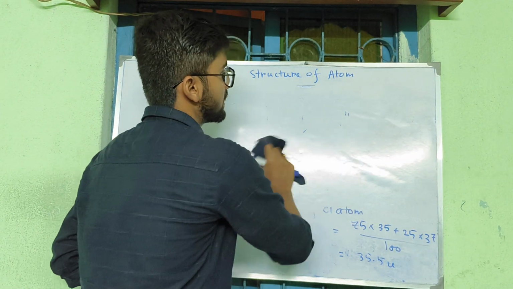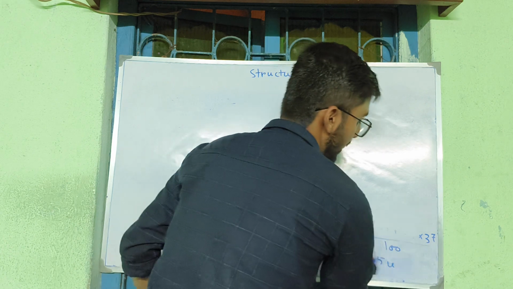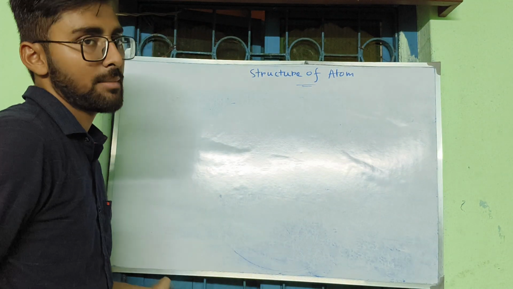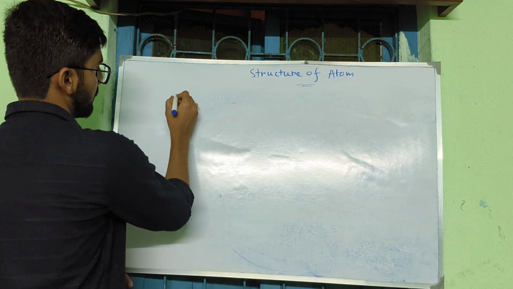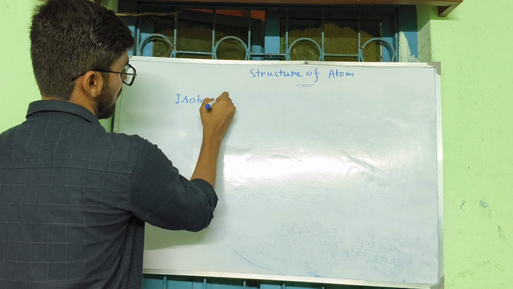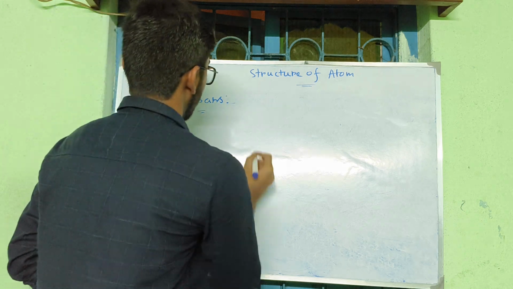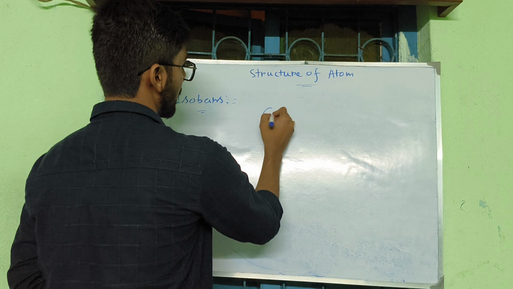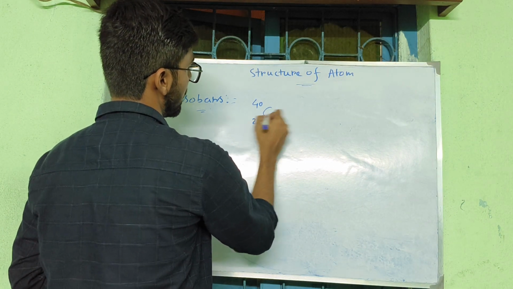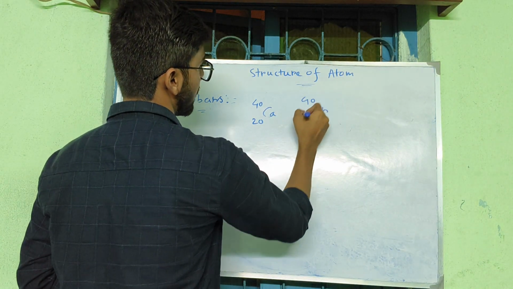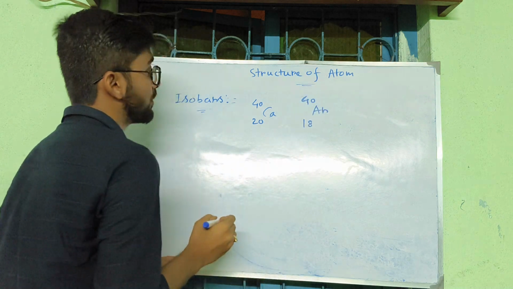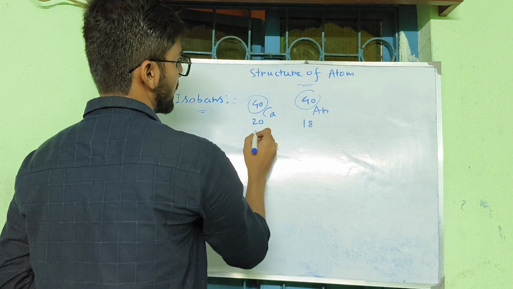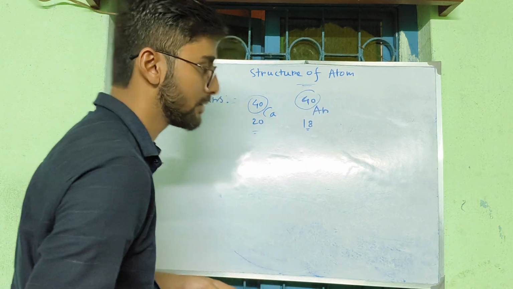Isobars are the atoms of different elements having the same mass number but different atomic number. As for example, calcium 40, 20 and argon 40, 18. They are isobars of each other because they have the same mass number but different atomic number.